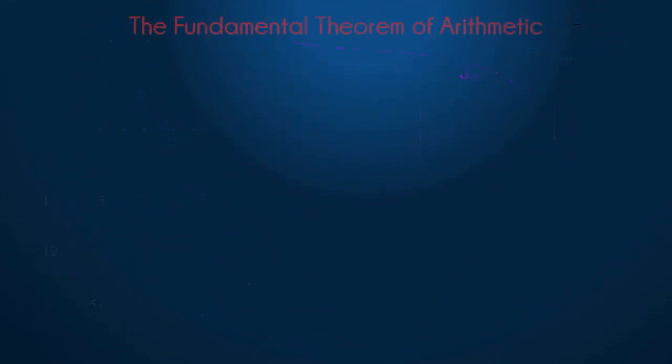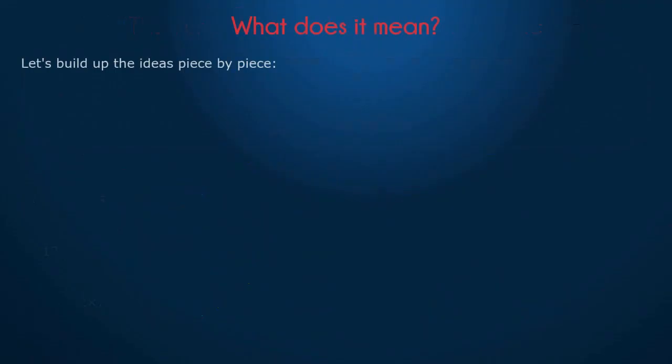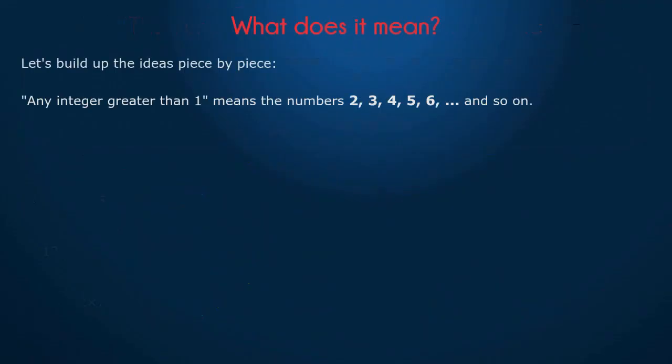The fundamental theorem of arithmetic. Let us start with the definition. Any integer greater than 1 is either a prime number or can be written as a unique product of prime numbers, ignoring the order. What does it mean? Let's build up the ideas piece by piece. Any integer greater than 1 means the numbers 2, 3, and so on.